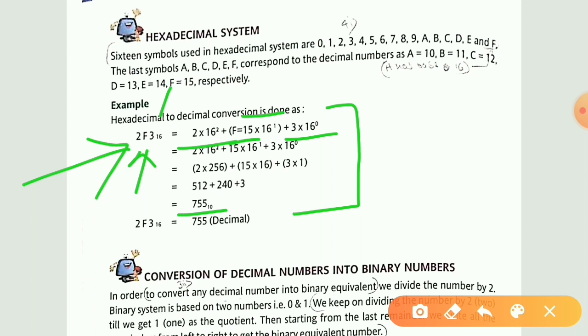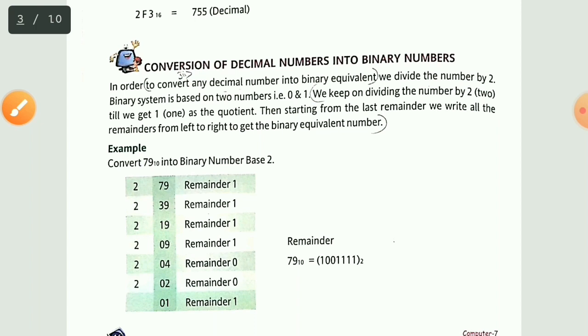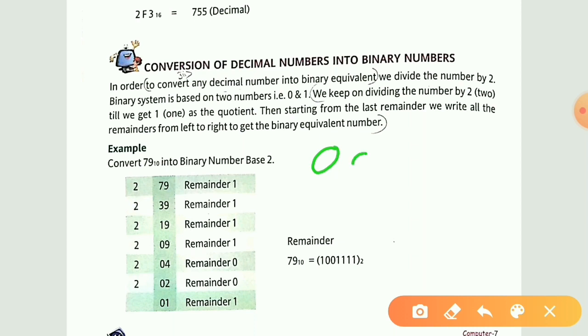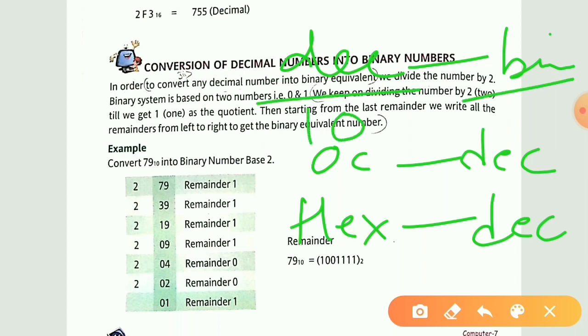Getting the point? Okay, now see students, moving further, we are having conversions of our decimal numbers into binary numbers. Till now we have seen how to convert our octal number into a decimal number and your hexadecimal number into your appropriate decimal number. Now we are going to see how your decimal number system is going to be converted into your binary number system. The decimal number system has a base of 10 and the binary number system has a base of 2.